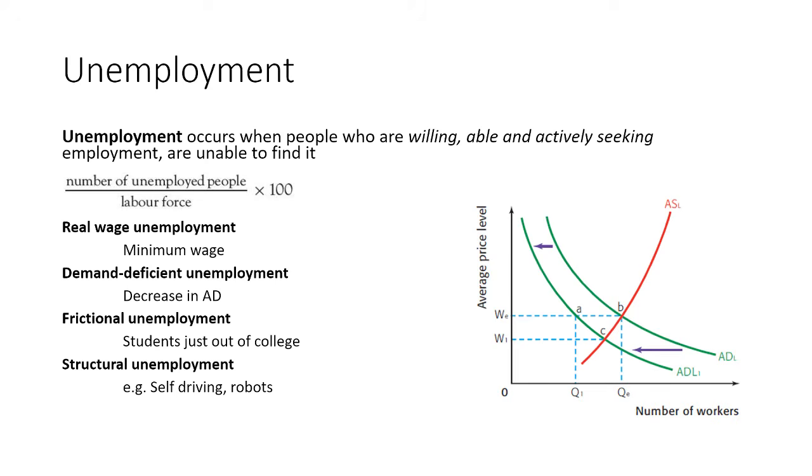Frictional unemployment is for people who are, for example, just out of college, and there is a job for them, they just haven't found it yet. So this is not as bad.